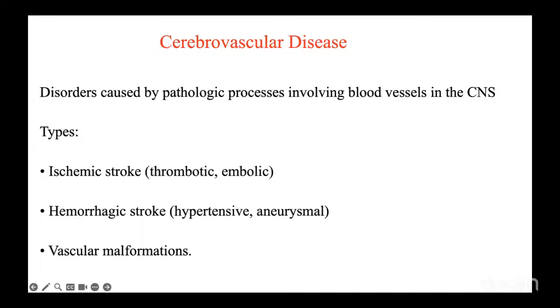Cerebrovascular disease is a disorder caused by pathologic processes which involve the blood vessels in the CNS. There are three types. One is ischemic stroke. Ischemia means inadequate blood supply, due to either thrombotic or embolic phenomena. Another is hemorrhagic stroke, which is due to hypertension or aneurysms in the blood vessels. There will be rupture of the aneurysm, and due to that, there will be a hemorrhagic stroke. And next is stroke due to vascular malformations.